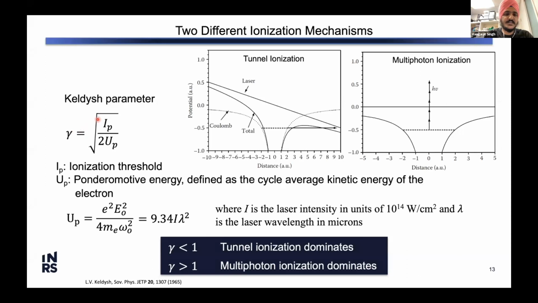And if we look carefully at the Keldysh parameter, we can see that it is essentially a ratio of IP and UP. So under given laser conditions, if the ponderomotive energy, which is essentially the kinetic energy of the tunnel ionized electron, is much lesser than the ionization threshold, then this creates good conditions for the multiphoton ionization to dominate, because the kinetic energy is not sufficient to overcome the ionization threshold, and vice versa for the other condition, for gamma less than 1. So these two mechanisms can influence the ionization process under given laser conditions.